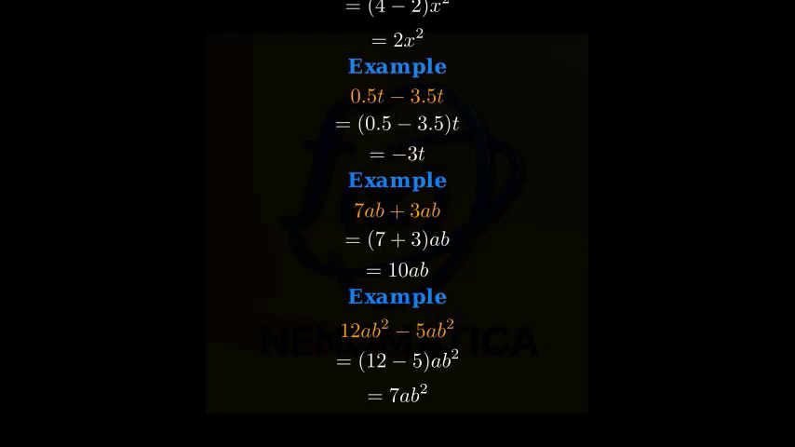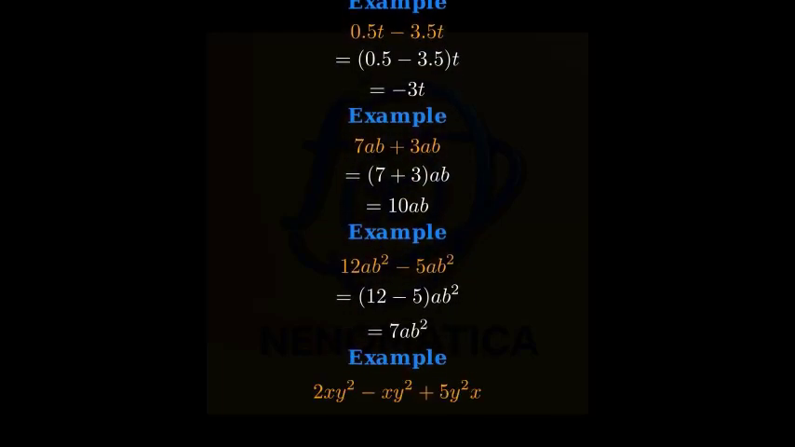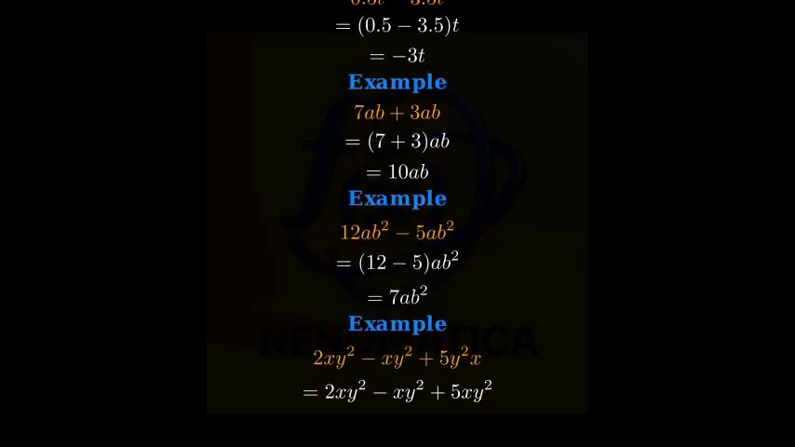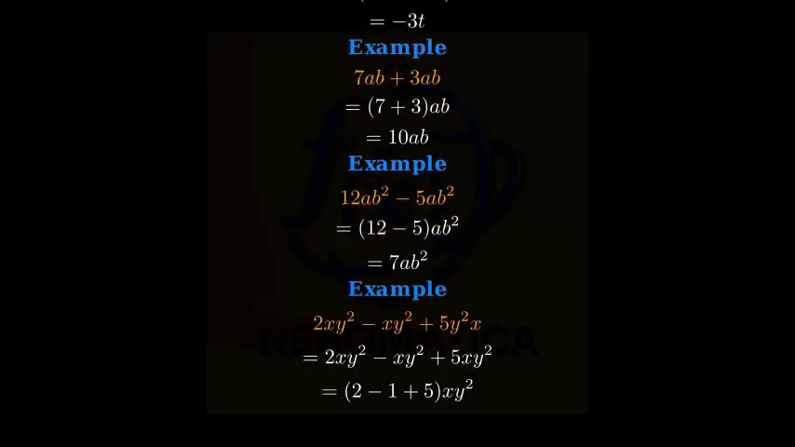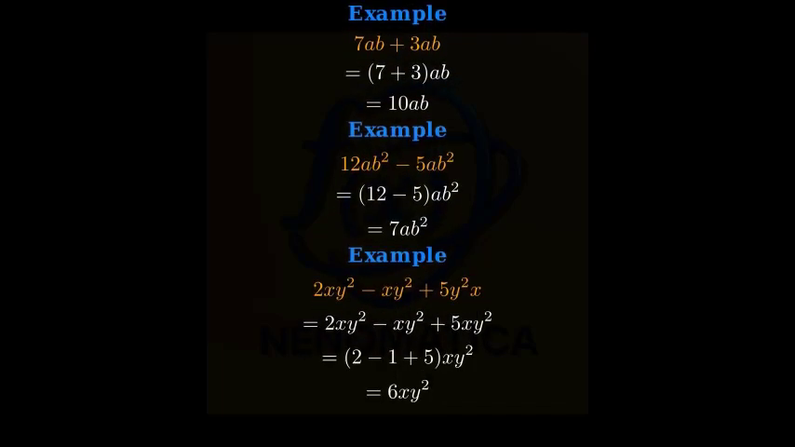For our fifth example, let's simplify 2xy squared minus xy squared plus 5y squared x. First, notice that all terms contain xy squared. In the last term, y squared x can be rewritten as xy squared since multiplication is commutative. Rewriting, we get 2xy squared minus xy squared plus 5xy squared. Factoring out xy squared, we get open parenthesis 2 minus 1 plus 5 close parenthesis xy squared. Adding these coefficients, we get 2 minus 1 plus 5 equals 6. So our simplified expression is 6xy squared.